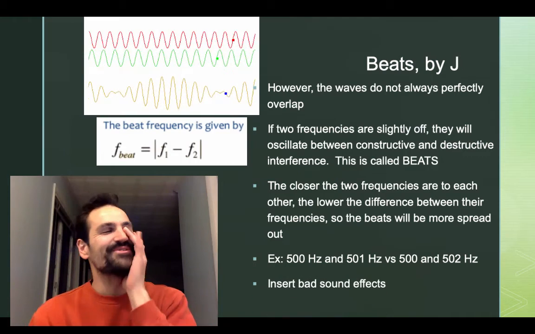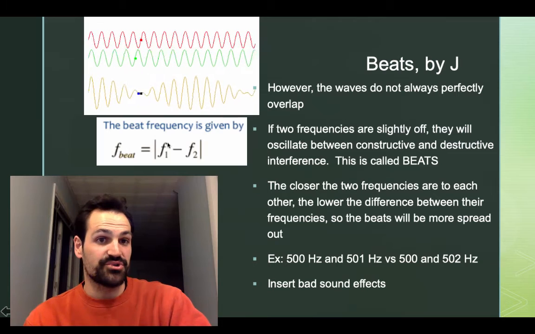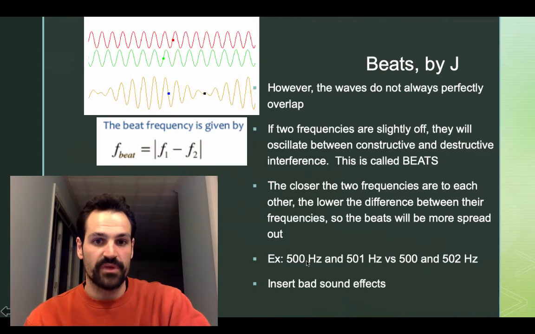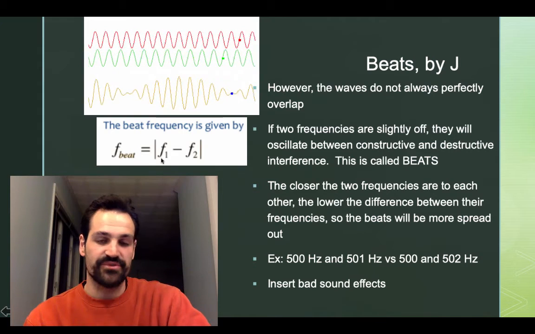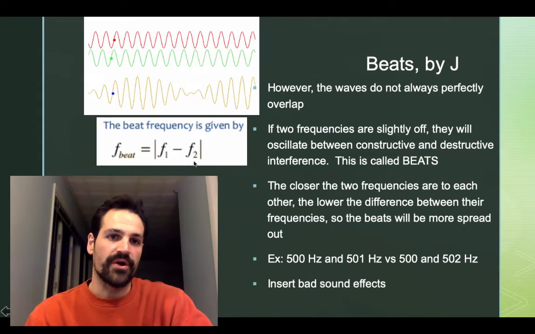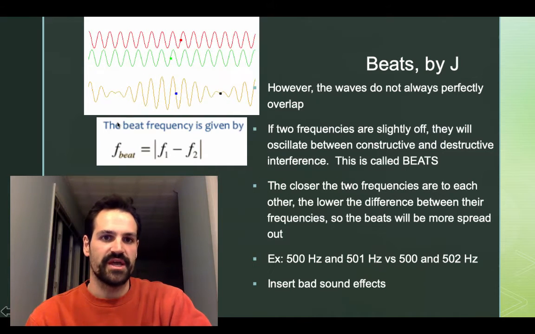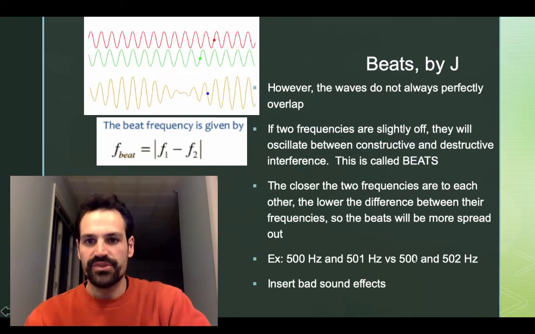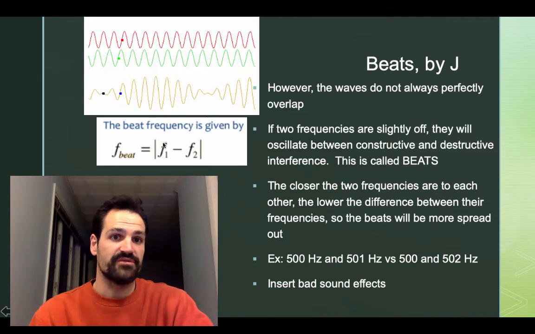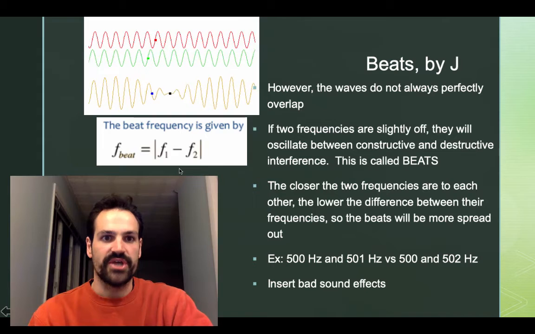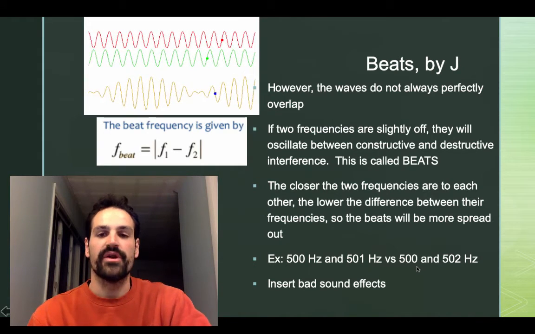And the equation you use to calculate this is you just subtract the two frequencies. So with 500 and 501 hertz, the beat frequency is the absolute value of the difference of them, or 1 hertz. It's going to go in phase and out of phase once every second. With 500 and 502 hertz, it's going to go in and out of phase twice every second, versus 500 and 501.